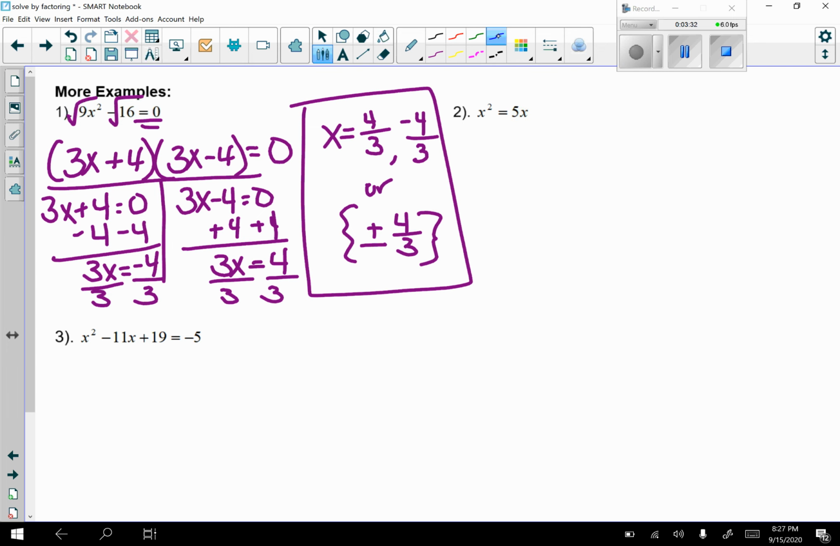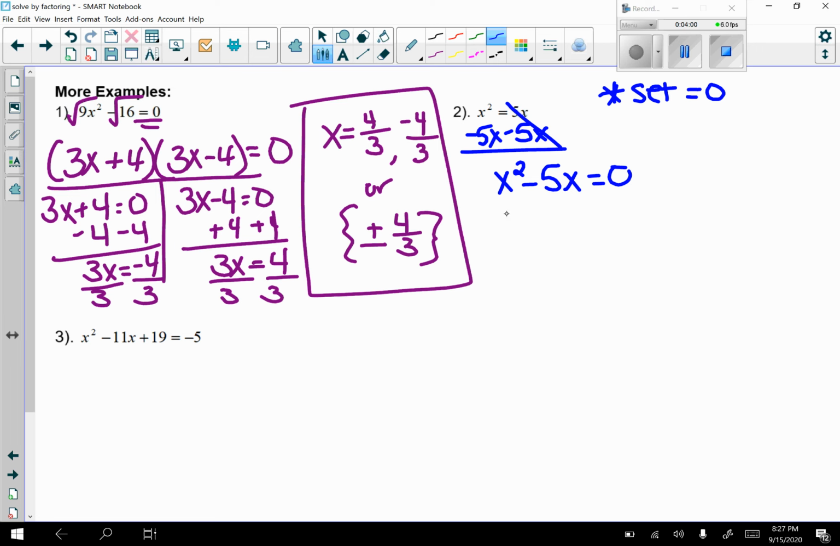If you take a look at number 2, we have to set it equal to 0 first. That should always be your first step. And the ones that we did before were already set equal to 0, so that's why we skipped that portion. So I like to use my x squared as my magnet and bring everything else over to it. So I'm going to start by subtracting 5x on both sides. So I have x squared minus 5x equals 0.